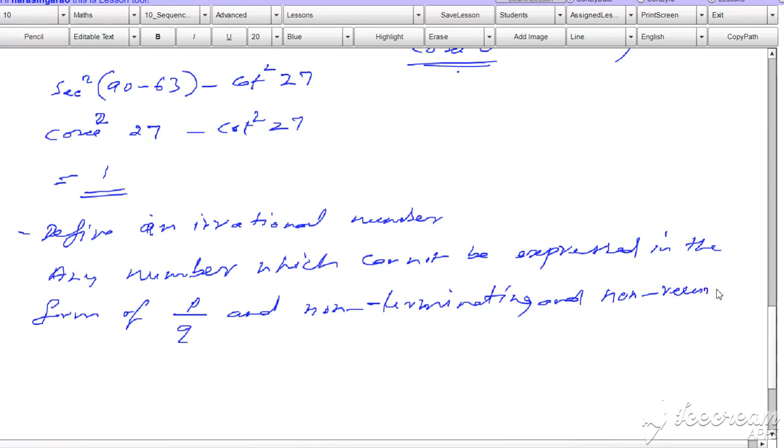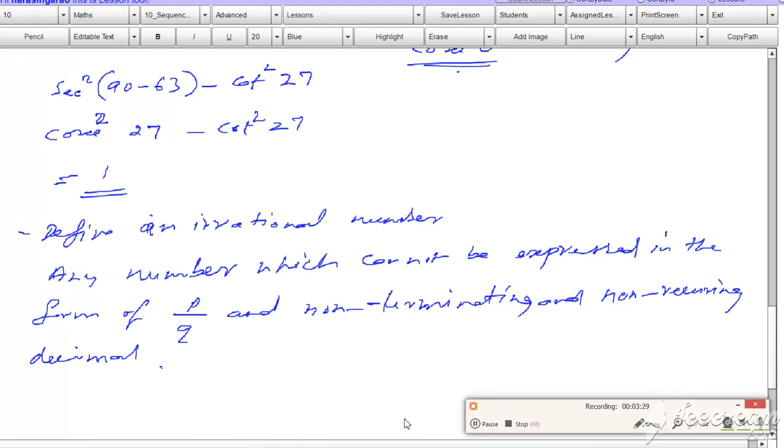Look at this definition. Those who do not know, please memorize this. This may come: any number which cannot be expressed in the form of p by q and non-terminating non-recurring decimal.